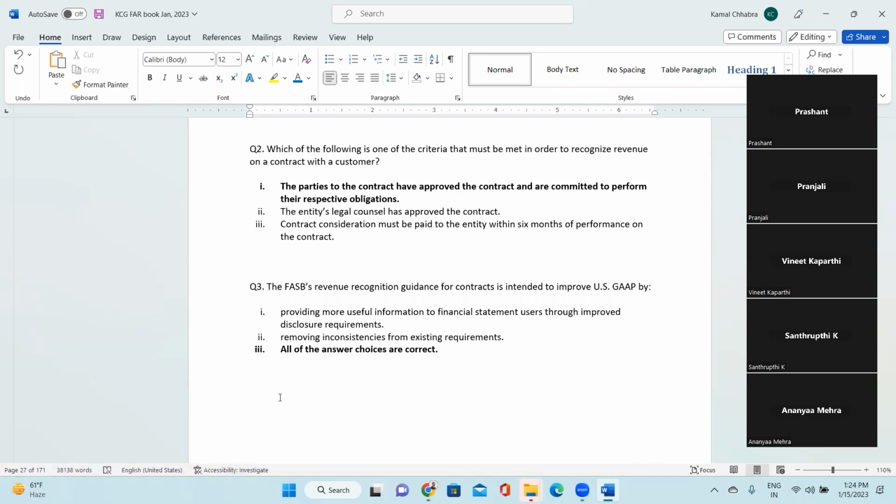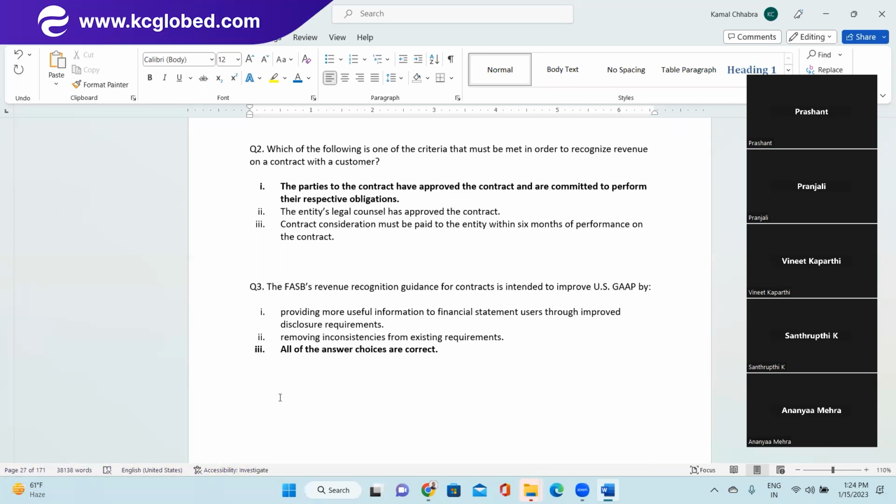Even if you see the first sentence, it consists of all the components. The line is such that it feels like the answer is this one. That's very good. You're getting the hint of the right option. But when we are studying, at least we should evaluate why the wrong answer is wrong, so that when you hit the right answer, you will be confident, yes, this is right, and why this is right. So if you see the second option, they're saying the entity's legal counsel has approved.